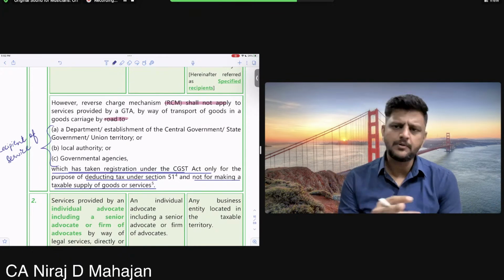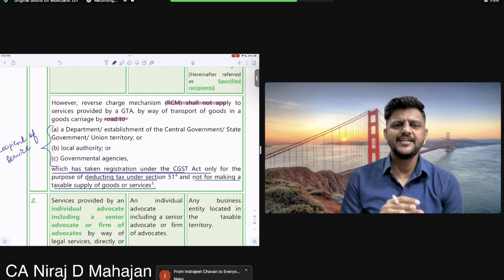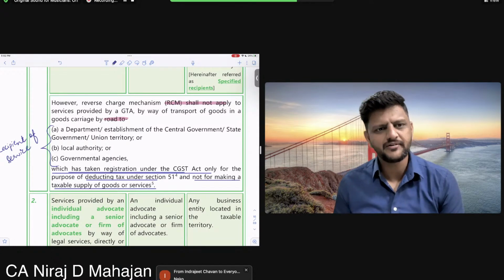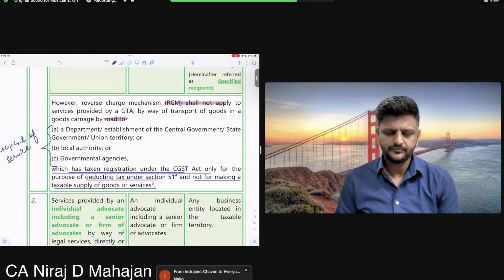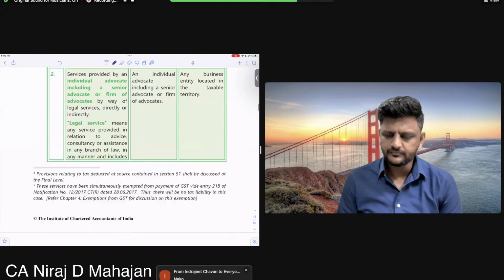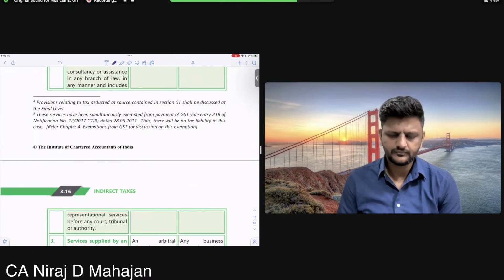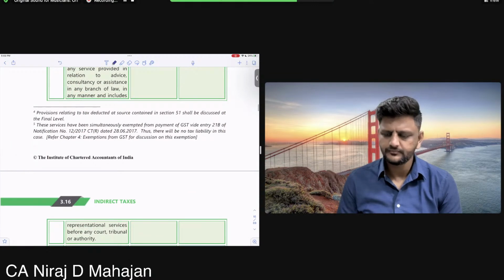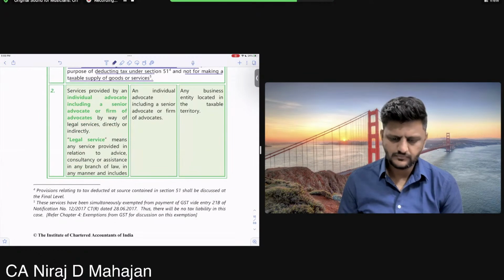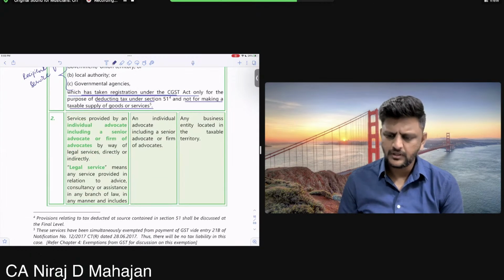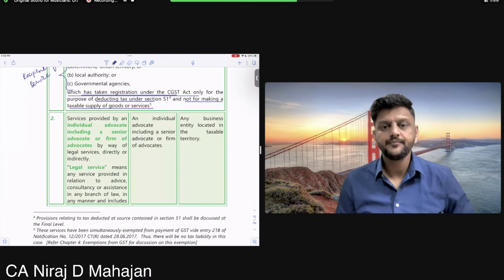Anyways, so these people are registered, everybody, but RCM is not applicable, and not for making a taxable supply of goods or services. So can we go ahead, everybody? Okay. Ready? Next one.